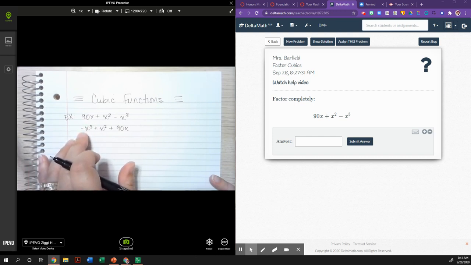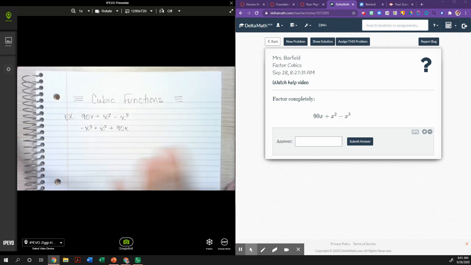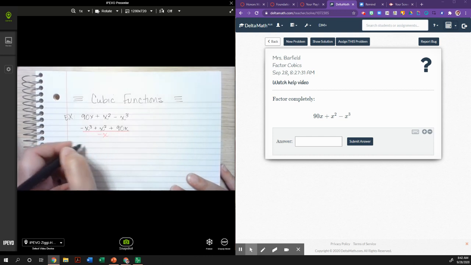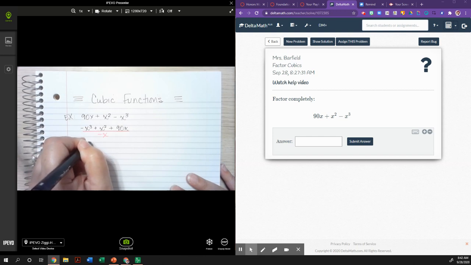And since it's negative, I'm going to take my GCF as being negative. So I'm going to divide everything by negative x because that is my GCF. The variables, you take the smallest exponent, and then I'm going to divide everything by a negative when I factor it out. All right, so now you're going to write the GCF up front.